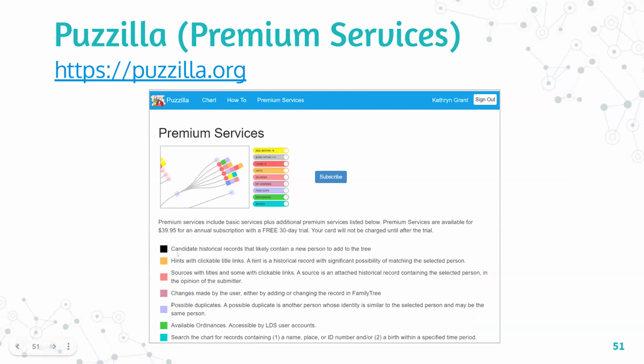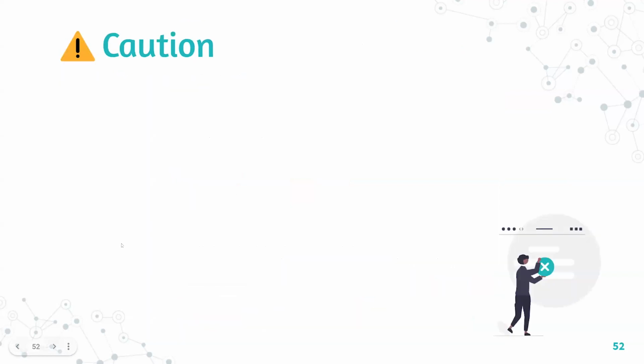So it will highlight records that probably contain a new person to add to the tree. It will help you see possible duplicates, etc. So if this is something you're interested in, or if you're already a subscriber, then maybe take a look at these and see if you're taking advantage of all these great tools.